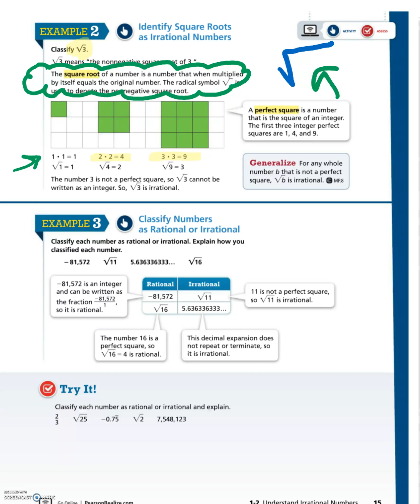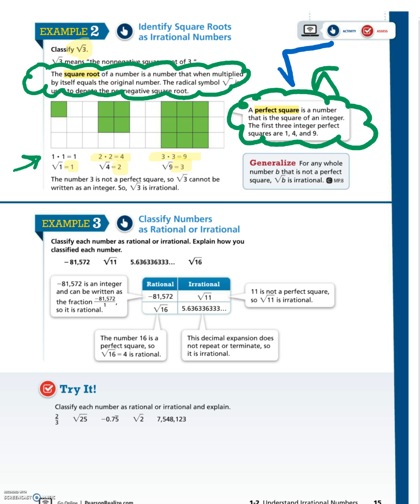All these numbers that come out to perfect integers: the square root of 1 is 1, the square root of 4 is 2, the square root of 9 is 3. Since they come out to perfect integers, they are called perfect squares. Again, here is another one of your vocab words. A perfect square is a number that is the square of an integer. The first 3 integer perfect squares are 1, 4, and 9.